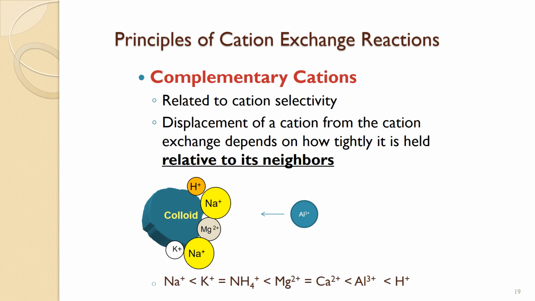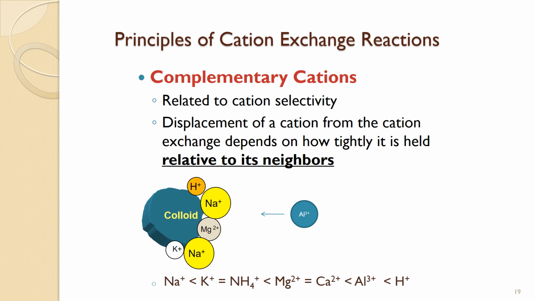Complementary cations, continued. Basically, this is relating to cation selectivity. Displacement of a cation from the cation exchange depends on how tightly it is held relative to its neighbors. So again, we have that selectivity sequence. Sodium is least bound, hydrogen is the most bound. So if aluminum is coming in here and it's towards the most tightly bound end, it's going to kick off the sodiums or the magnesium or the potassium. All of those are least tightly held, so it can kick off any of those that it chooses.